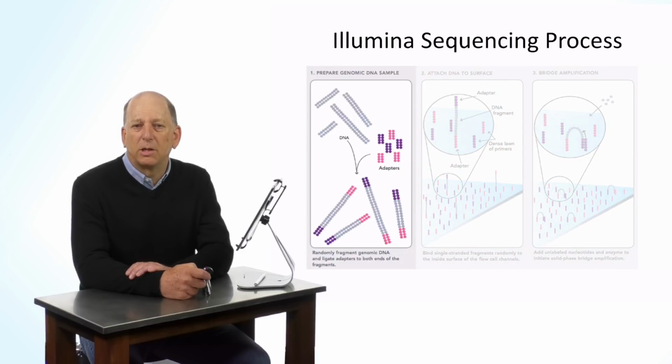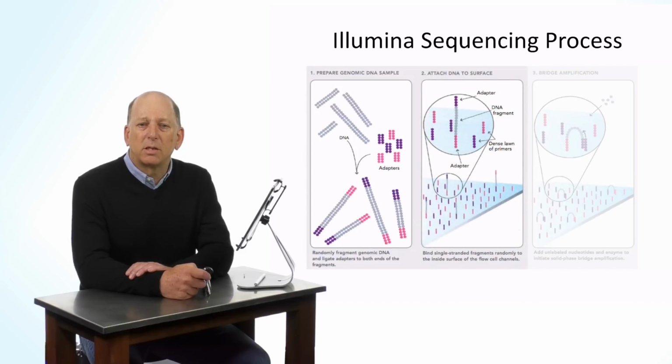First, the genomic DNA is randomly fragmented, usually by sonication, and adapters are added to the ends. The sequences of the adapters are complementary to little stubs of DNA on the array surface, allowing each fragment to attach to the array by hybridization.